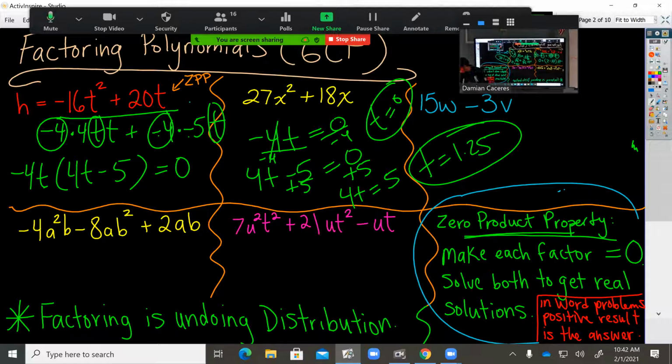If this was a word problem about a grasshopper jumping into the air and falling on the ground, can 0 be an answer? No. Can 1.25 seconds be an answer? Yes. 1.25 seconds is very legitimate. You with me?